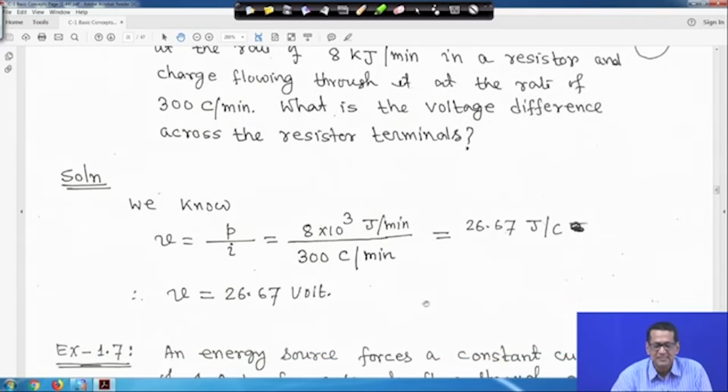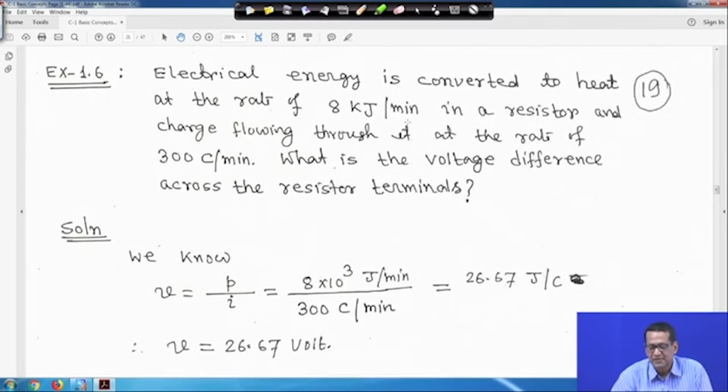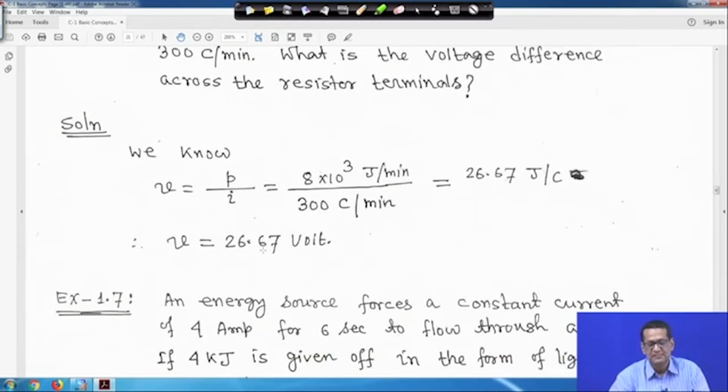So, in this case we know that V is equal to P upon I, right, that is the power. P is given as 8 kilojoule per minute, so it is 8 into 10 to the power 3, 8000 joule per minute, and Q is given as 300 coulomb per minute. So, that is 26.67 joule per coulomb, that is the voltage. Joule per coulomb is equal to volt, we have seen earlier. So, V is equal to 26.67 volt.